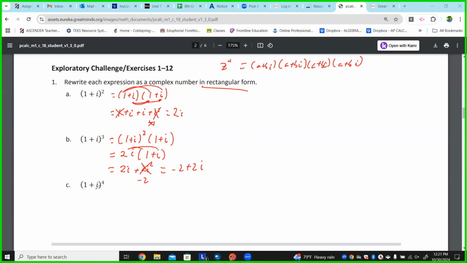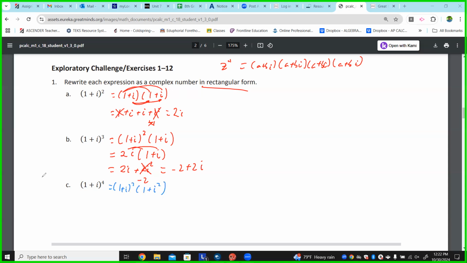All right. So 1 plus i to the fourth power. You can do this in a couple ways. You can break this down as 1 plus i times 1 plus i cubed, or you can break this down into 1 plus i squared times 1 plus i squared. So 1 plus i to the fourth. I find it easier to go 1 plus i squared times 1 plus i squared.